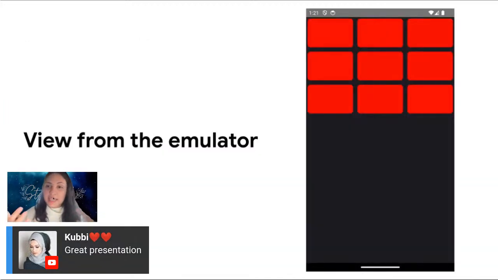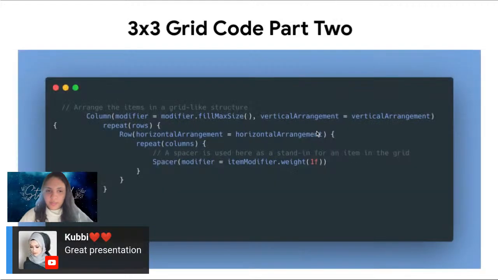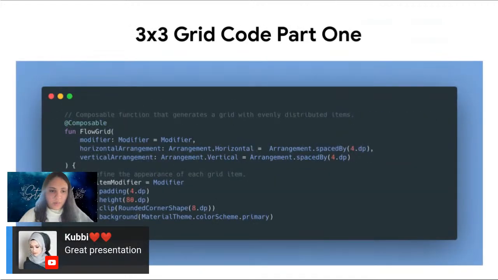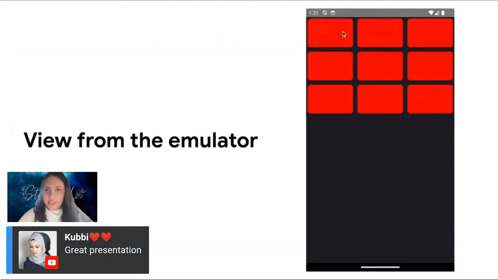And then this is what it looks like. This is what it looks like from the emulator, where I created a flow grid. Basically, you can see the rounded, clipped corners, and the spacing is equal across and down for each column and row. And that's basically what my flow grid looks like.